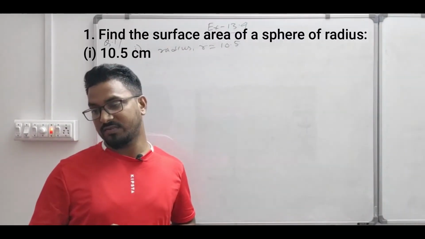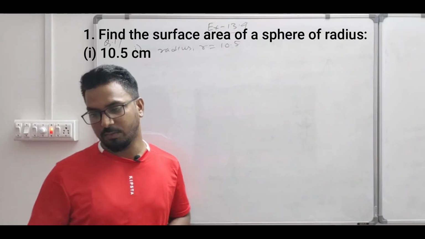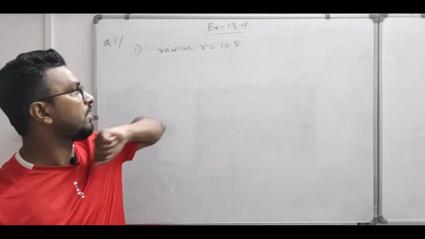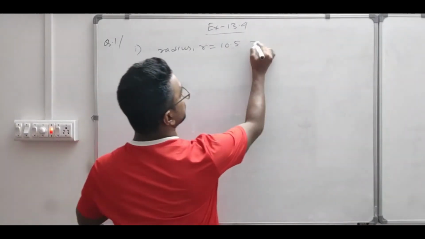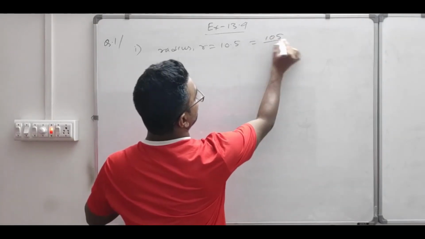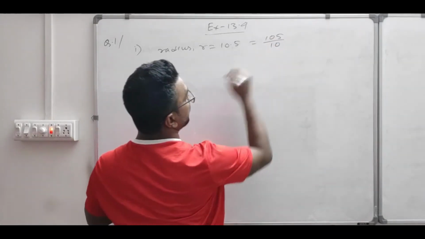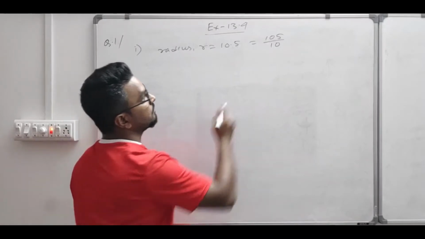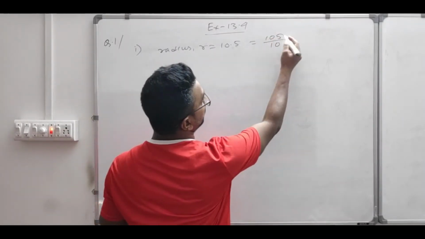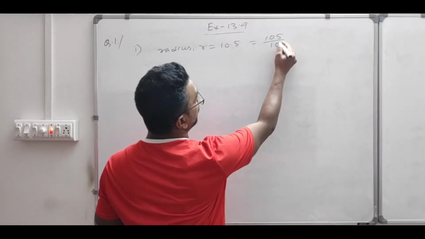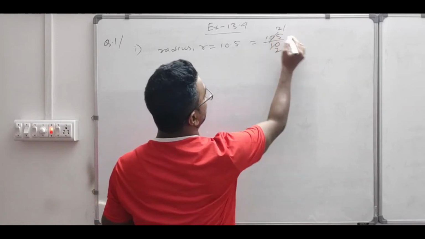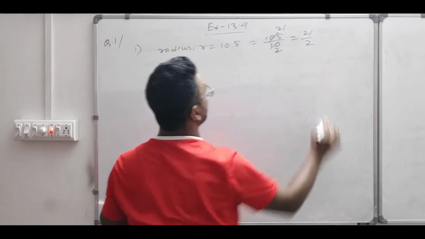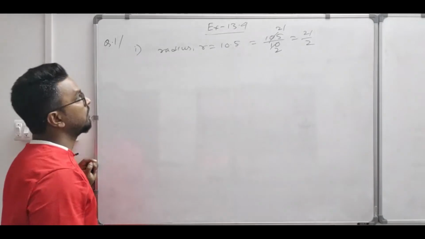Find the surface area of sphere of radius 10.5 centimeter. So radius is given. You just change it into, if you divide by 10, it will become a fraction. Okay, in rational form. So if you divide by 2 or 5, 5 2s are 5, 21. So 21 by 2. You can write 21 by 2.